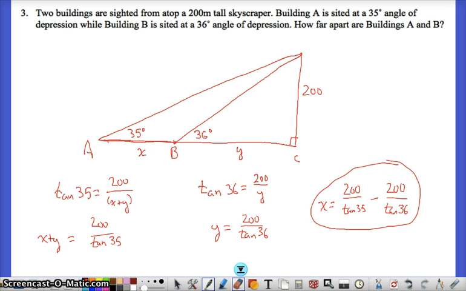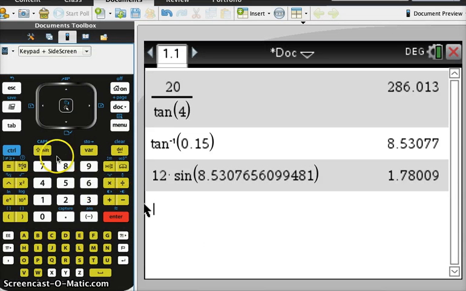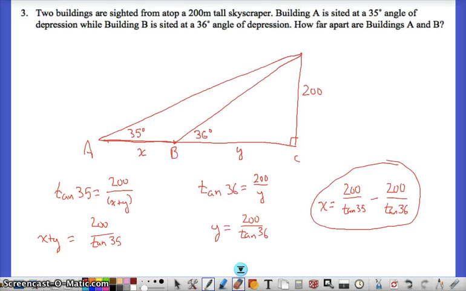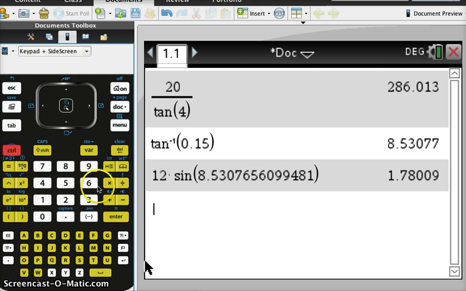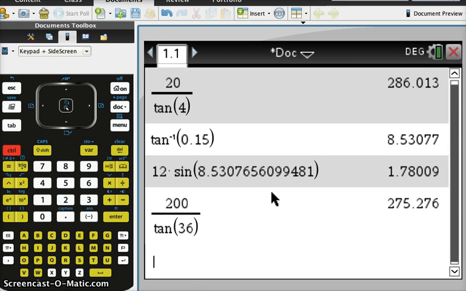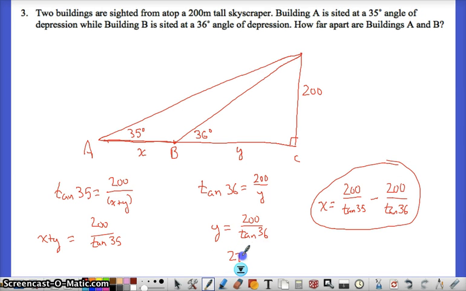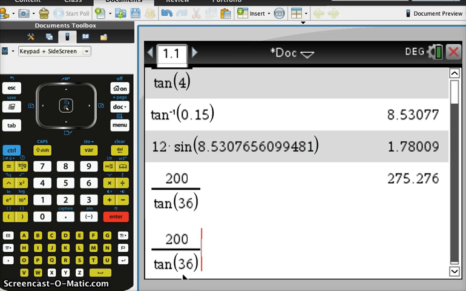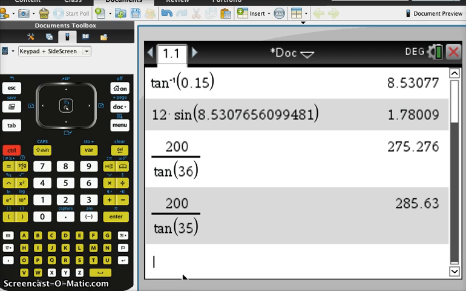I could do that in one step on the calculator if I'm feeling good. Actually, I'll do them separately so we can get an idea of what these actually are. So 200, what am I finding again? I'm finding 200 over the tangent of 36. I like making a little division fraction like that, so I know I'm doing things right. Tangent of 36 gives me 275.28. This is y. And x is almost the same, except I can just go up here, highlight, hit enter, change this to 35. This is 285.63.